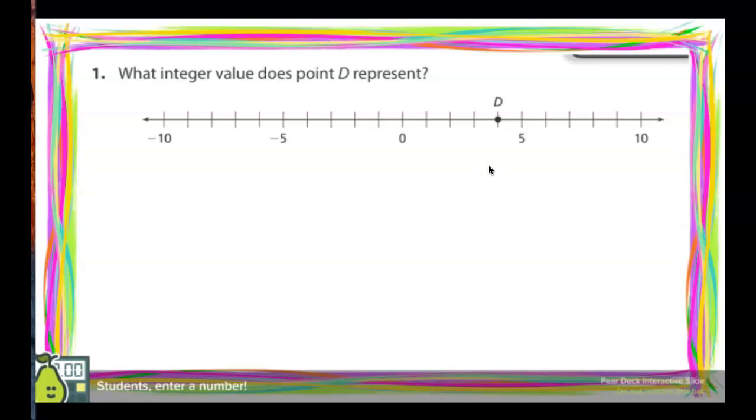I figured out it was 4 because it's to the right of the 0, which is mostly positive, and because it's right behind 5, so it must be 4 and not negative. Sorry, Miss Angora, can I also add something? Yes, please. Because the question did not ask for the opposite. Exactly. Just like, what does it represent?